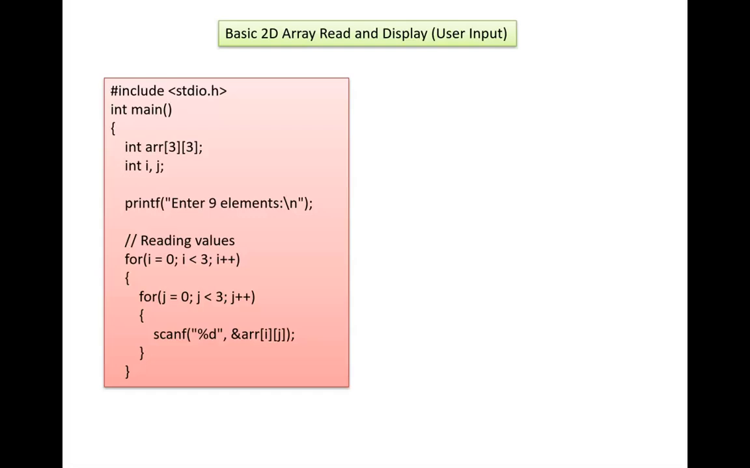So now the 9 elements. How do the 9 elements look? 0,0; 0,1; 0,2. 1,0; 1,1; 1,2. 2,0; 2,1; 2,2. So these are the 9 elements. All 9 elements are read from the user.